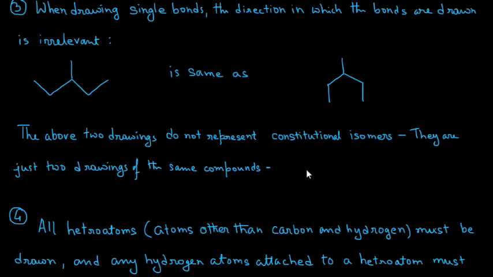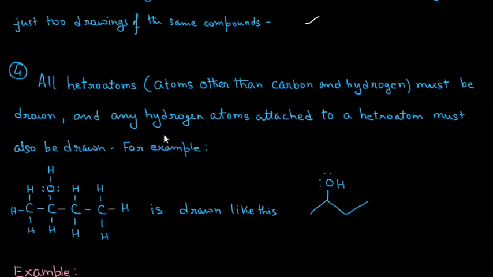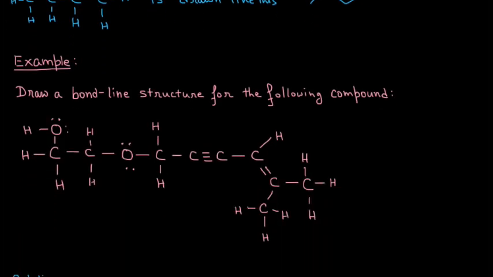That's it. And the last point is, all heteroatoms, meaning atoms other than carbon and hydrogen, must be drawn, and any hydrogen atom attached to a heteroatom must also be drawn. So for example, this is a heteroatom, that is OH, so OH should be written, and we can't escape this hydrogen of the heteroatom, we have to write it. So let us see one of the examples.